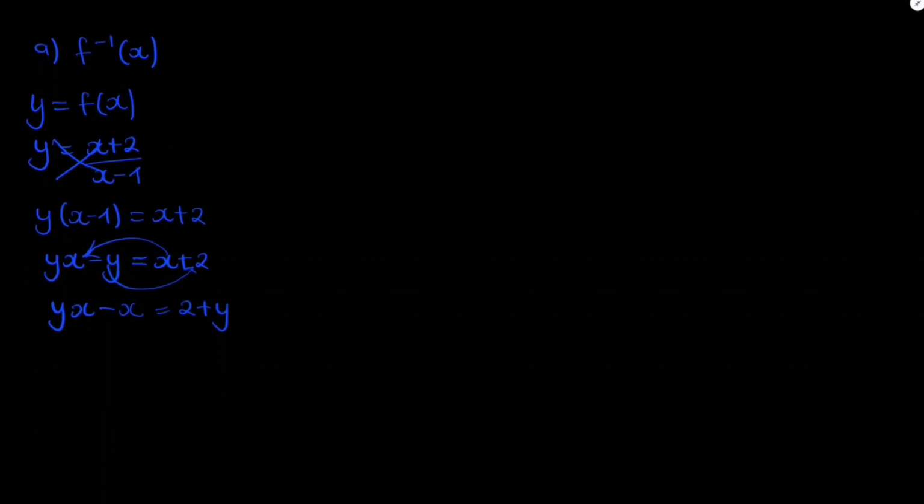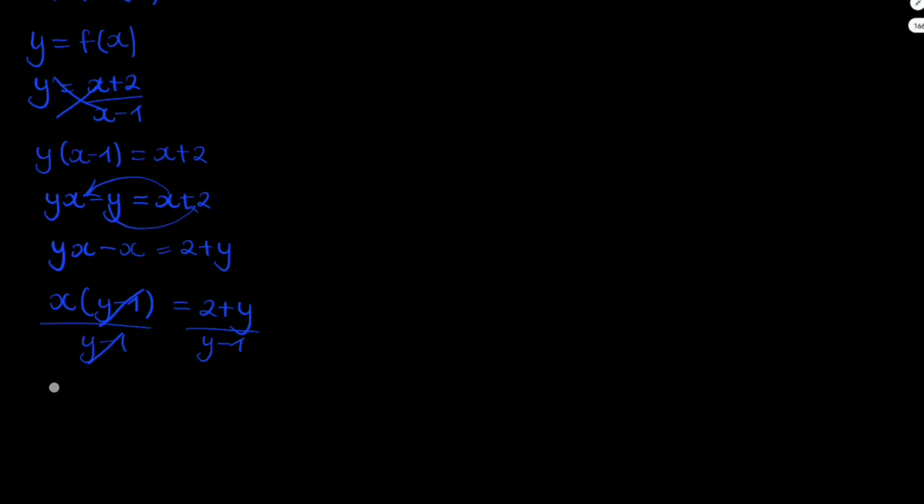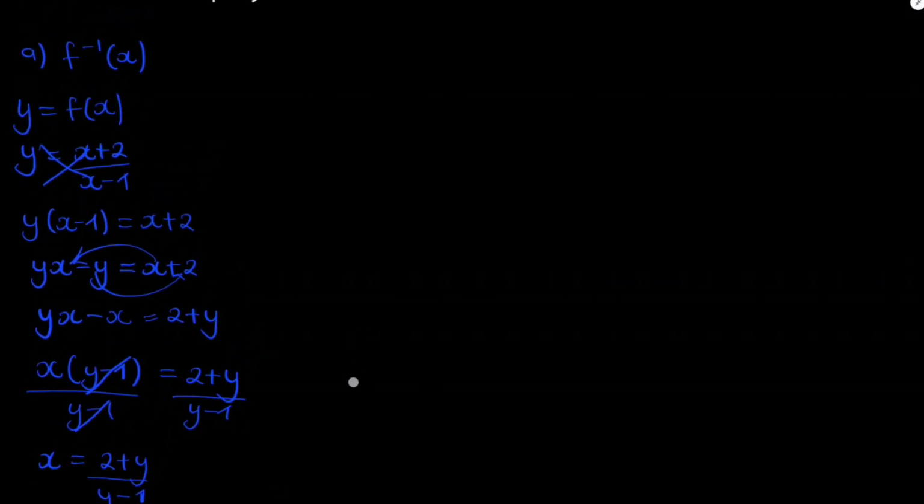Since we are solving for x, we cannot leave it like this. So we factor out x. If we factor out x, we are left with x times y minus 1, which is equal to 2 plus y. From here we divide both sides by y minus 1. These two will cancel and we will be left with x equal to 2 plus y divided by y minus 1. So we have solved for x.